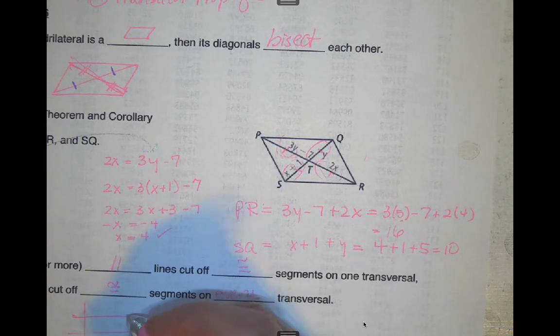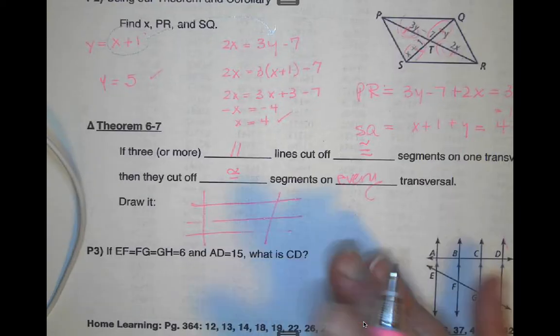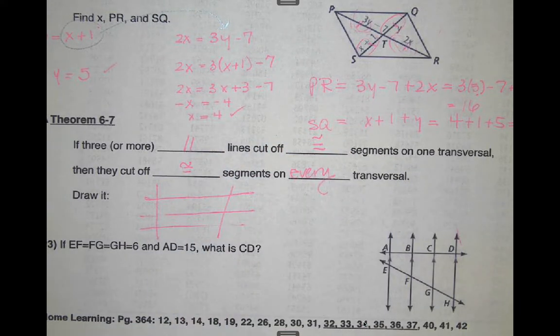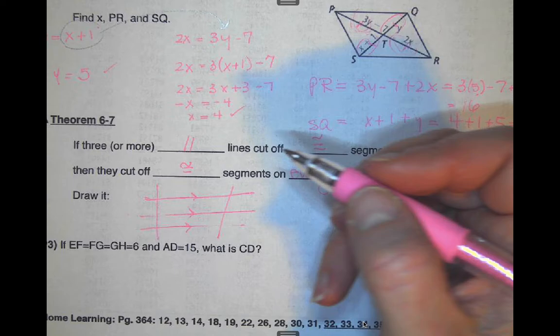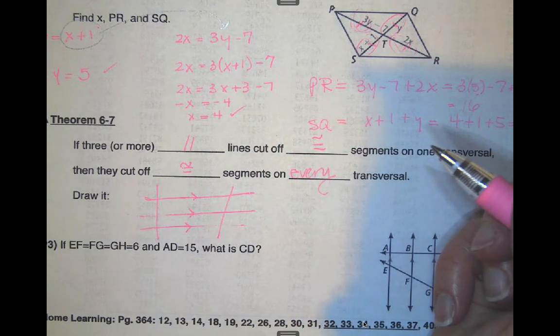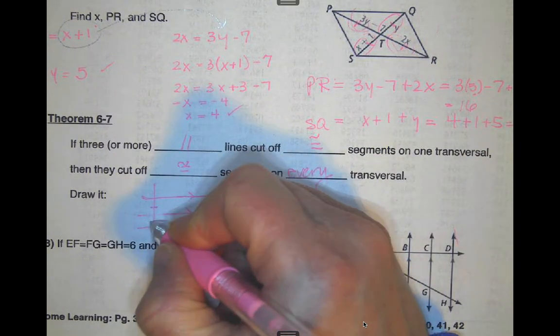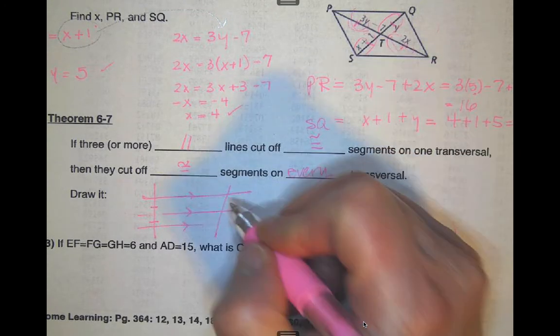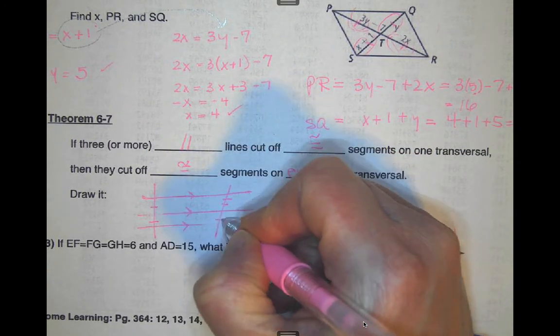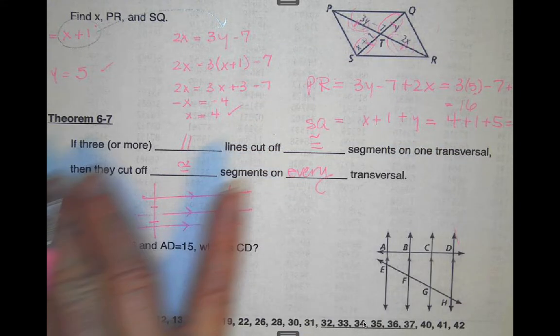So what this is saying here, these lines are supposed to be parallel. If I have 3 or more parallel lines cutting off congruent segments, so if I know that these segments here are congruent to each other, then they cut off congruent segments on every transversal. So that means that these ones then are also congruent, okay?